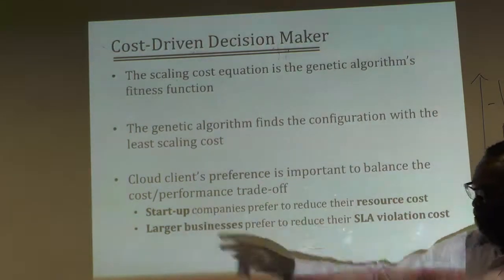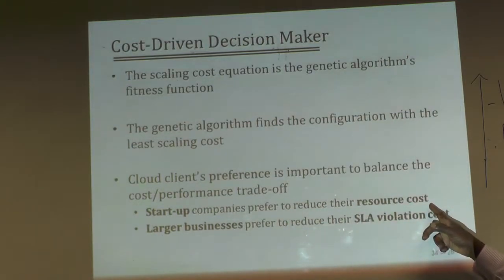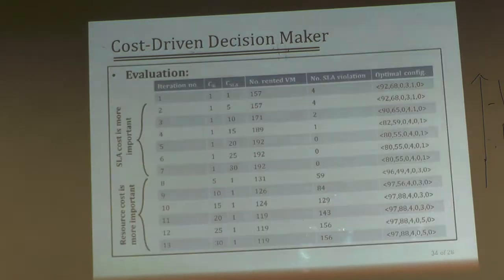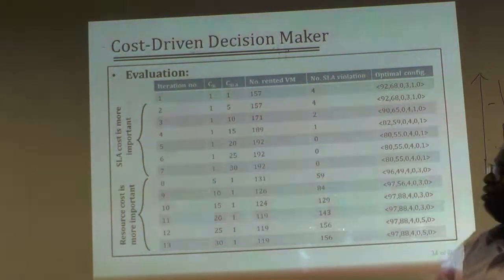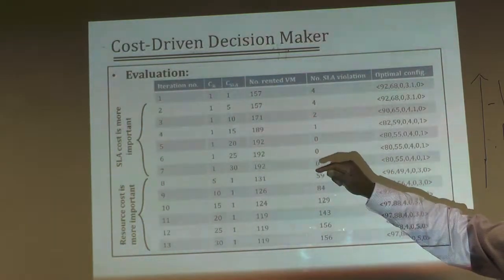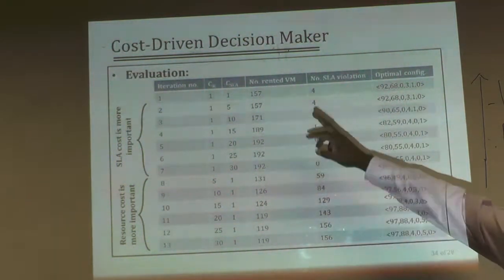Based on our study, startup companies prefer to reduce their resource cost. Larger businesses, Google and others, have a lot of money, and they prefer to reduce their SLA violation cost. So based on these 2, we can conduct a series of simulations. The first thing we do is to fix the cost of resources. That's our CR. In that case, our focus is that SLA cost is more important.